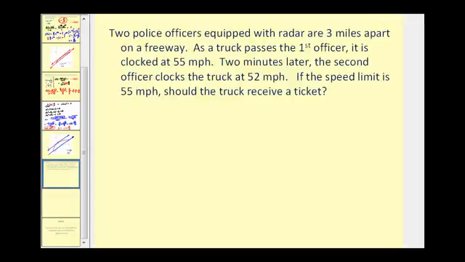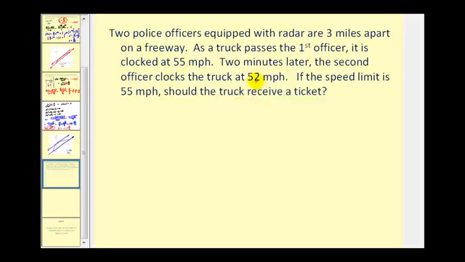2 police officers equipped with radar are 3 miles apart on a freeway. As the truck passes the first officer, it is clocked at 55 miles per hour. 2 minutes later, the second officer clocks the truck at 52 miles per hour. If the speed limit is 55 miles per hour, should the truck receive a ticket? The first impression would be no, because it's only been clocked at 55 and 52 miles per hour.